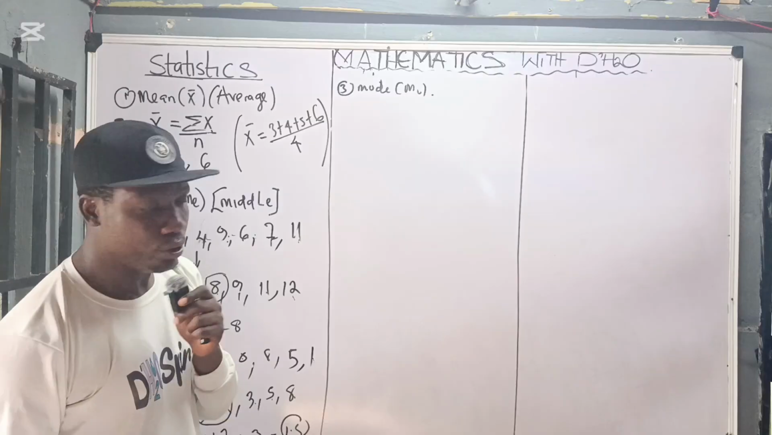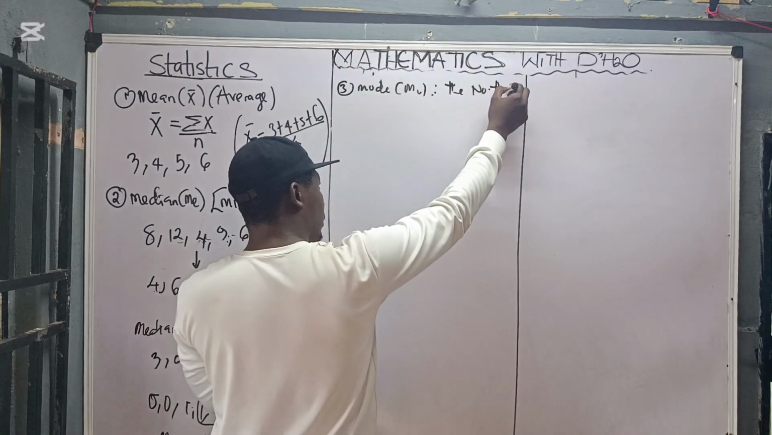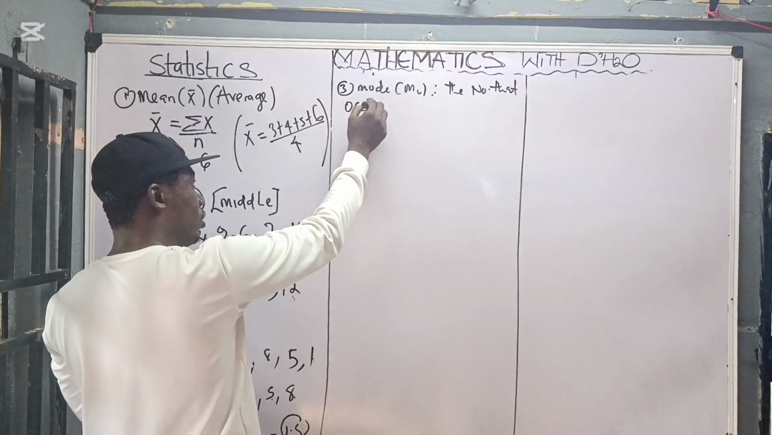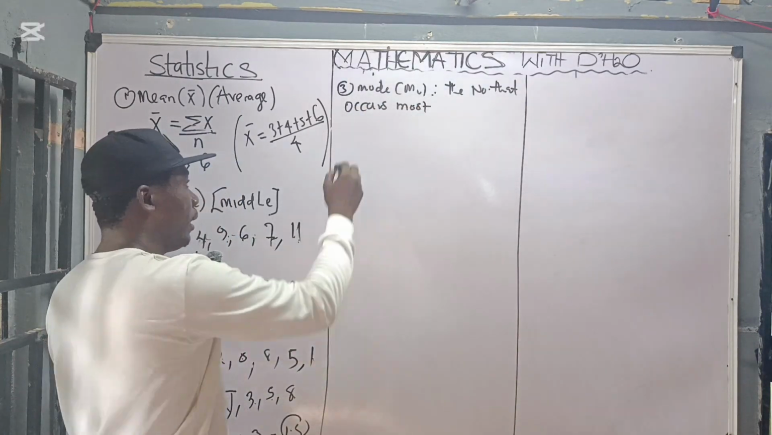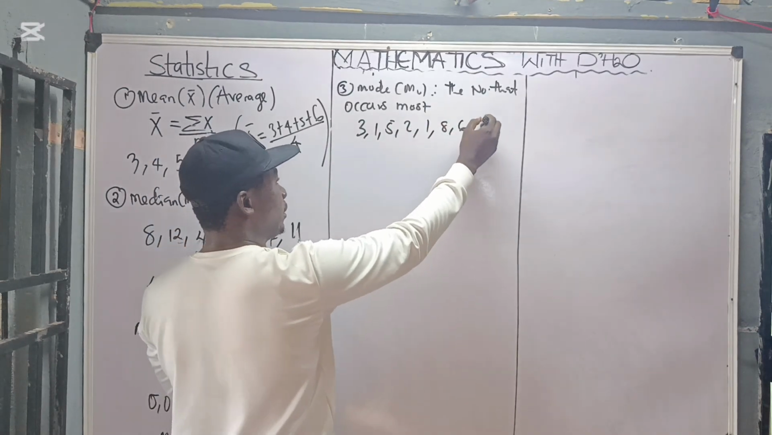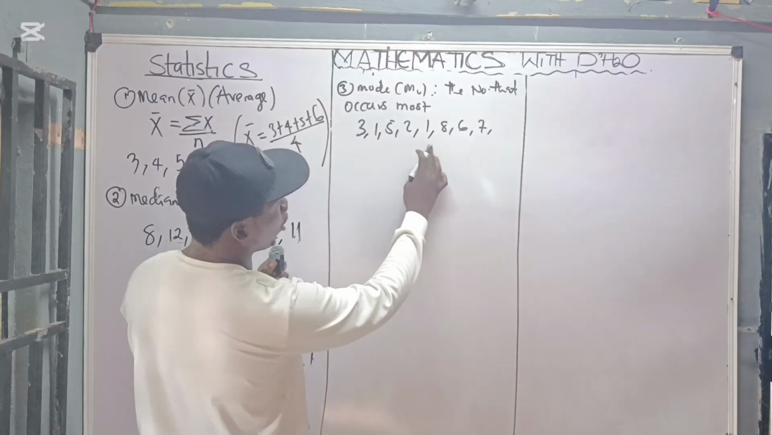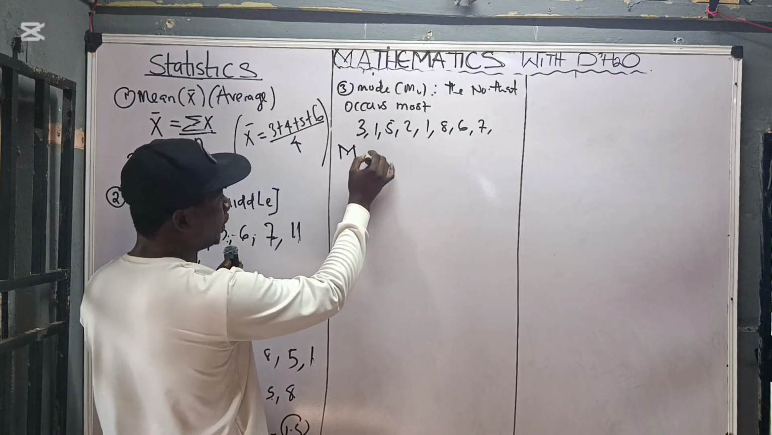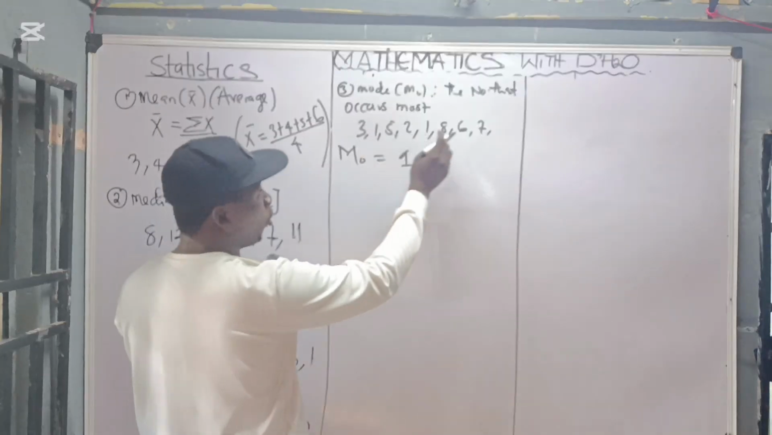Now, next, thirdly, is mode. How do you find mode? Mode means the number that occurs most. If I have a set of numbers like 3, 1, 5, 2, 1, 8, 6, 7, which one occurs most here? Can you tell me? You discover that the number that occurs most is 1. So the mode is equal to 1. Do you understand? The number that occurs most.